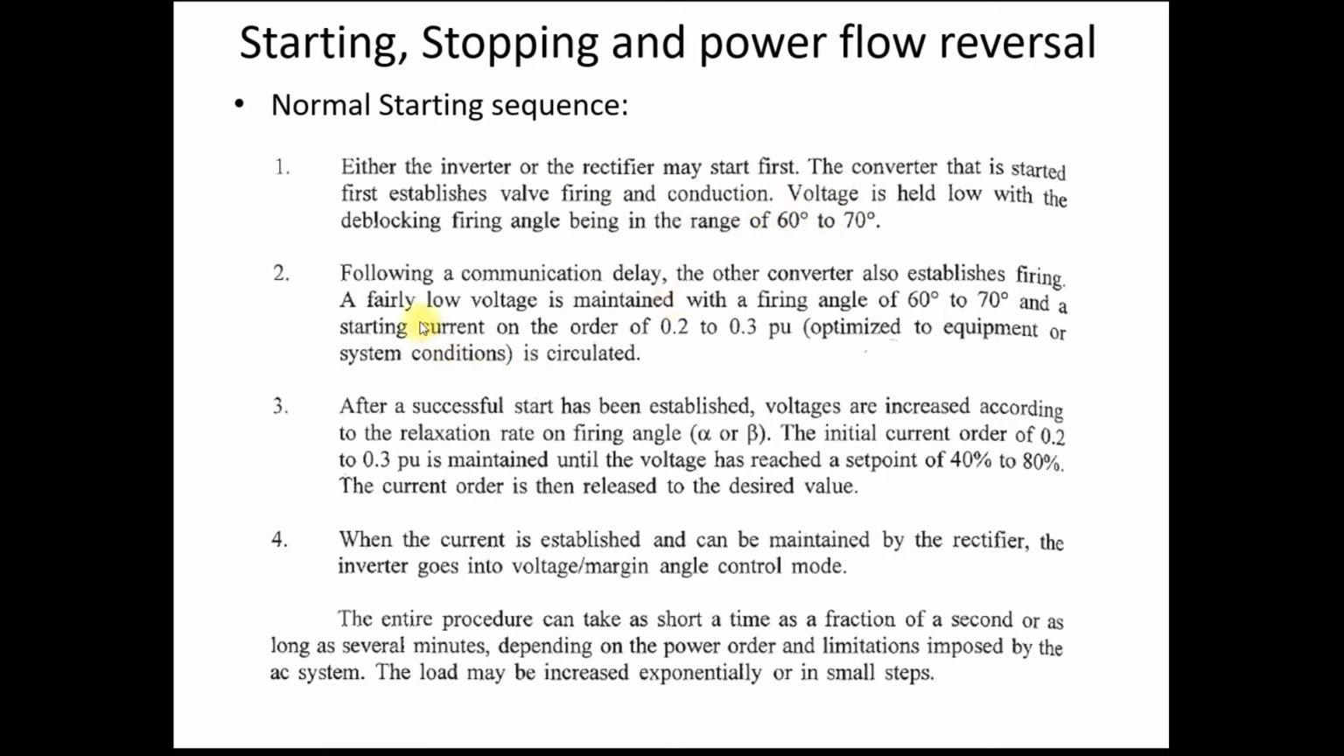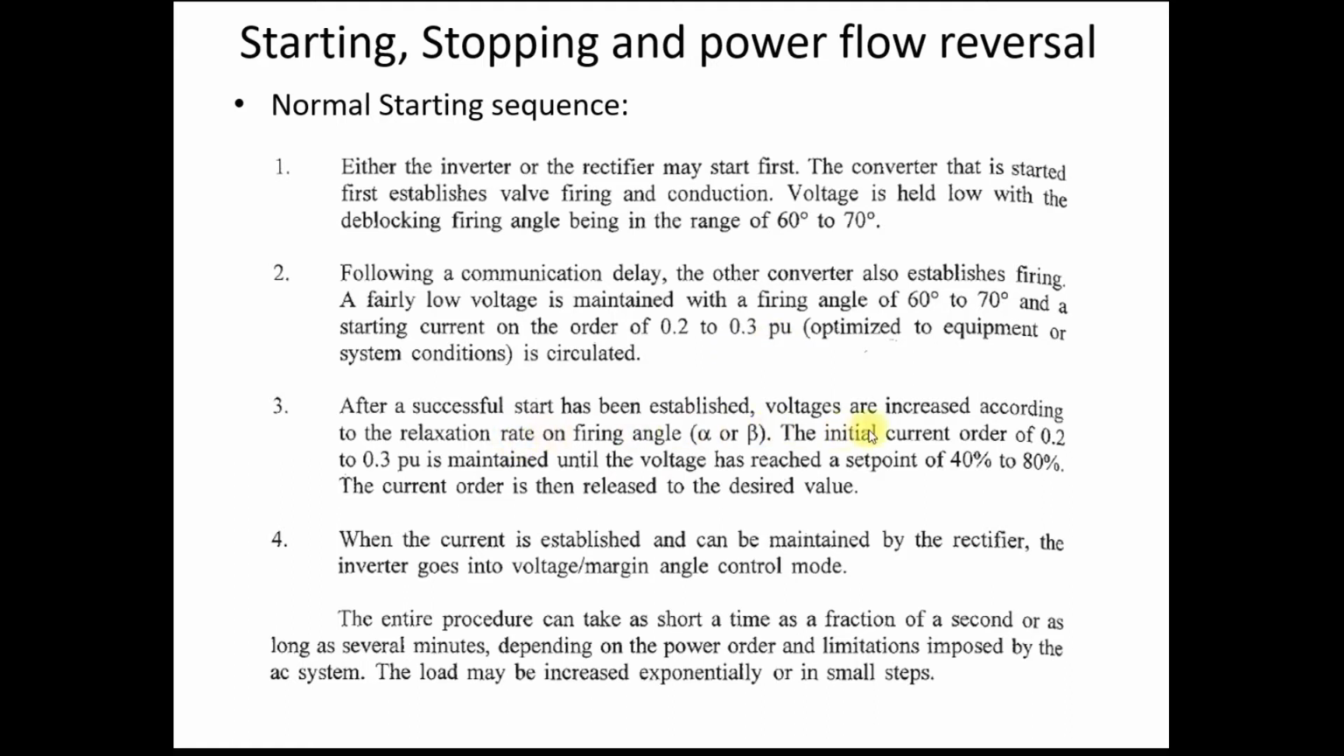Then, after a communication delay, the other converter also establishes the firing angle and also maintains the low voltage with the firing angle between 60 to 70 degrees, and the starting current of the system is maintained on the order of 0.2 to 0.3 per unit. So that is the second step: you start the next converter with the same firing angle and maintain the voltage level, and the successful start has been established.